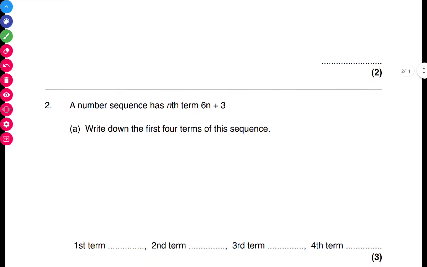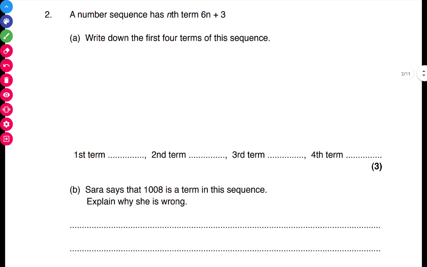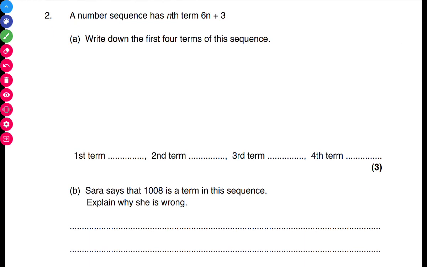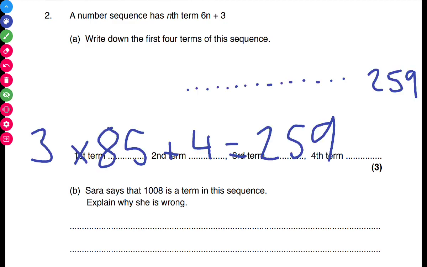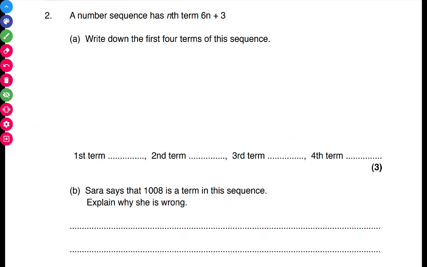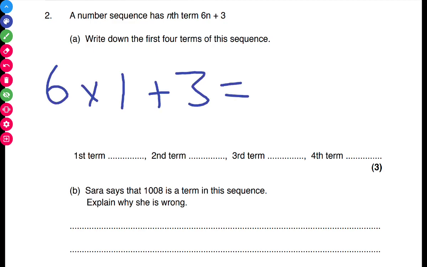Oh, I've got 2 marks there as well. Okay, a number sequence has nth term, 6n plus 3. This is the other way around. Write down the first 4 terms of this sequence. Okay, so replace n with 1. The first one would be 6 times 1, add 3. And that is all it is.